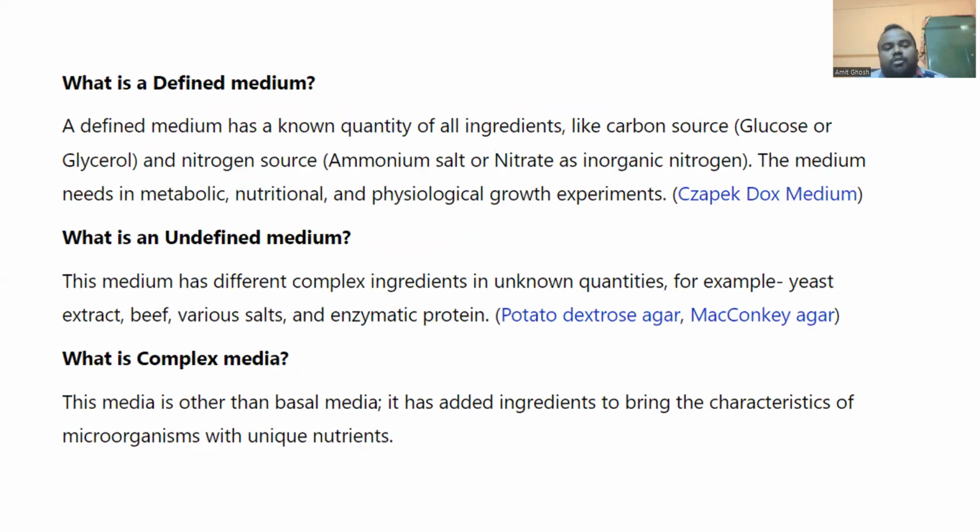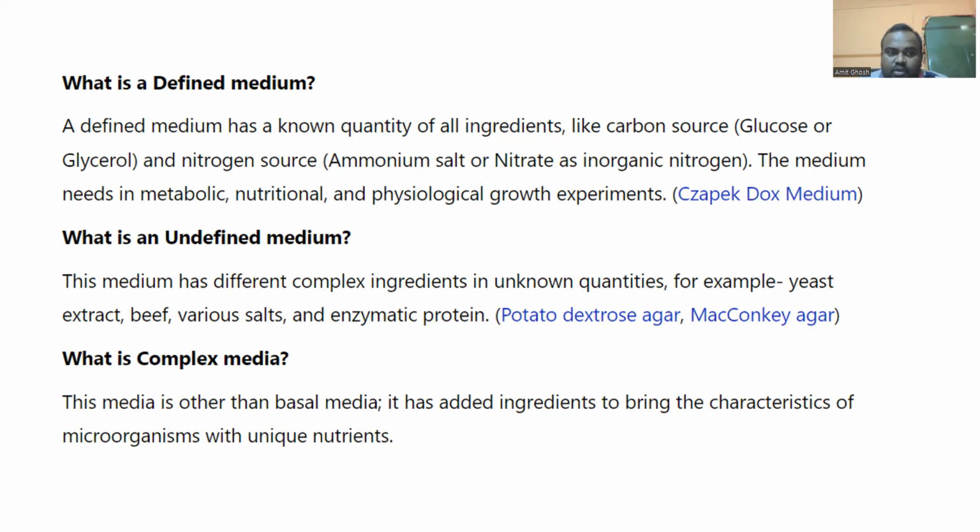Now we will learn one by one the different culture media as we have discussed in the classification slide. Now, what is a defined medium? A defined medium has a known quantity of all ingredients, like a carbon source, glucose or glycerol, and a nitrogen source, ammonium salt or nitrate as an inorganic salt, and the medium is needed in metabolic, nutritional, and physiological growth experiments. So this is called defined media.